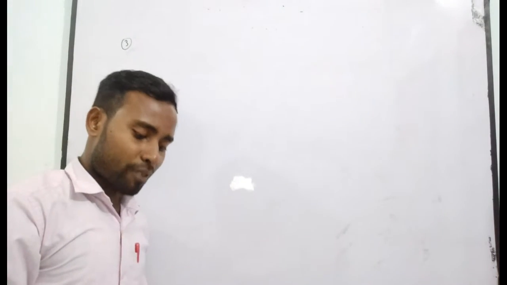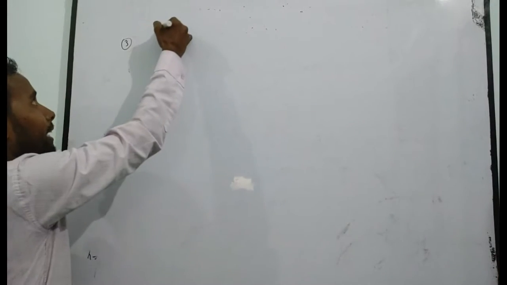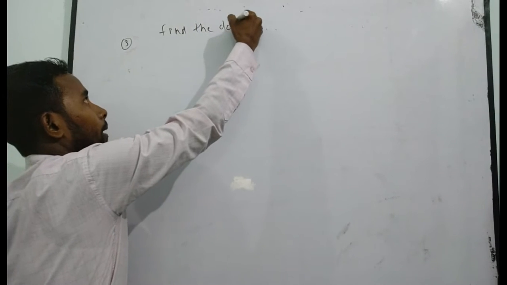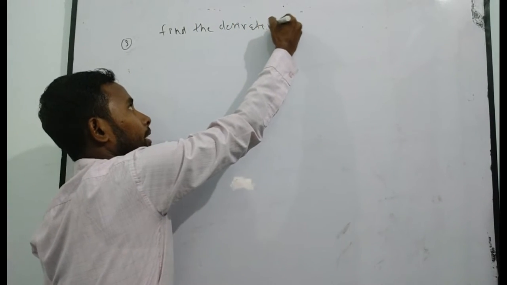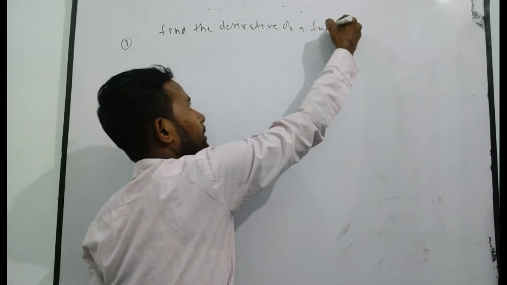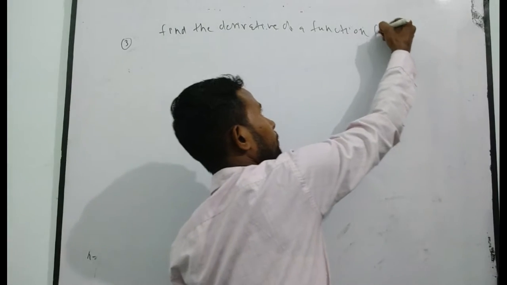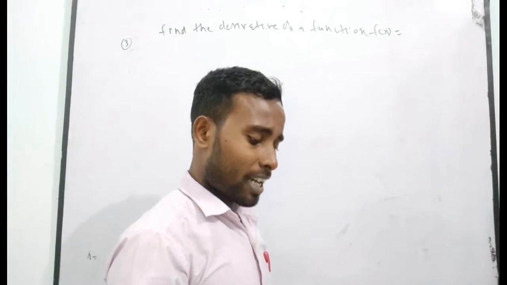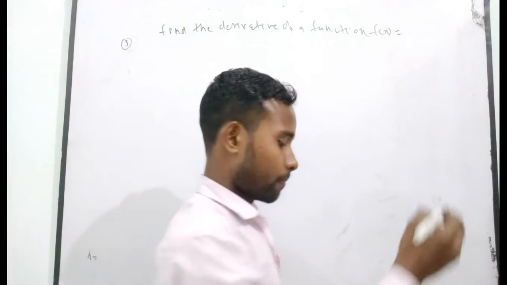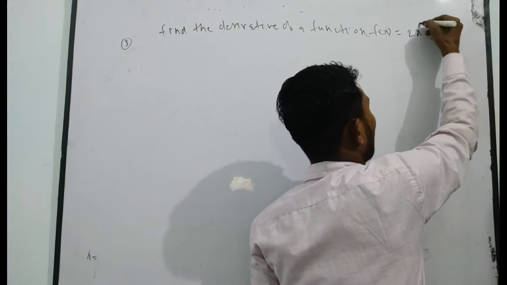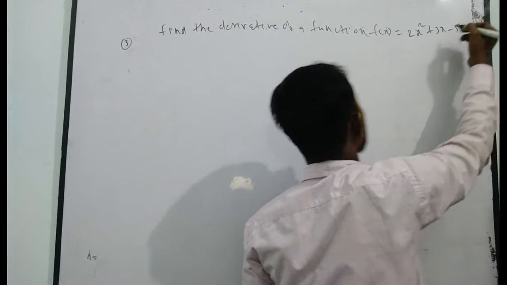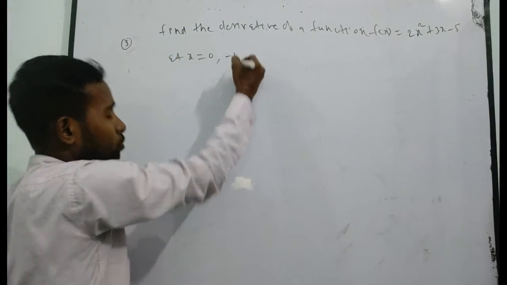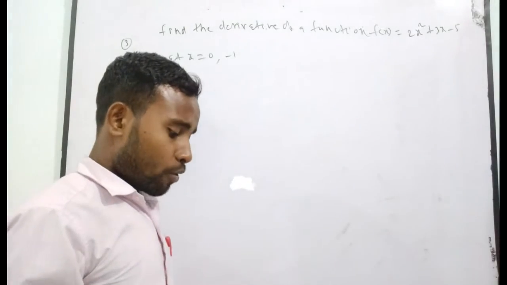find the derivative of the function f(x) equal to 2x square plus 3x minus 5 at x is equal to 0 and minus 1 from first principle.